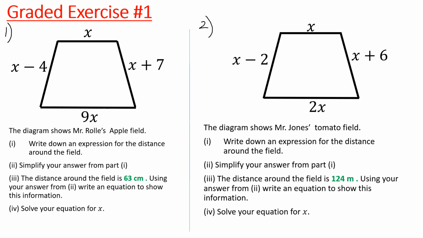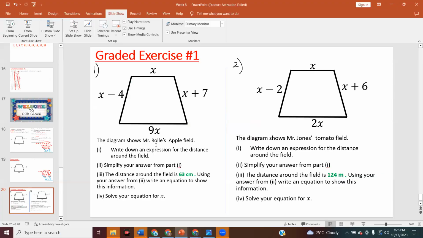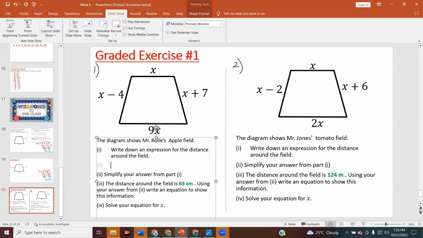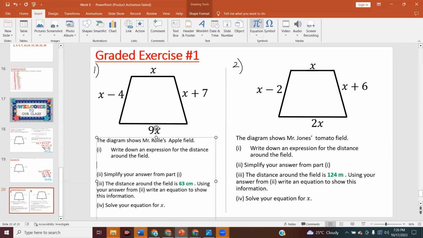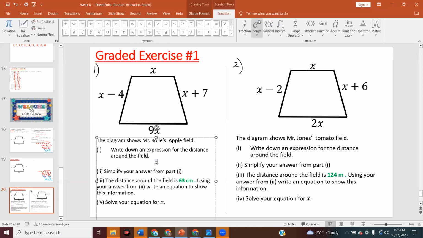With number 1I. Any volunteers? I can. Okay, go ahead. So for number 1I, what do you have? I have x plus 7 plus 9x plus x minus 4. Okay, so basically all of the things around, right? So x plus 7, that's right, Casey, plus 9x plus x minus 4.